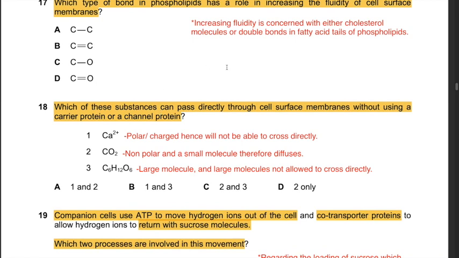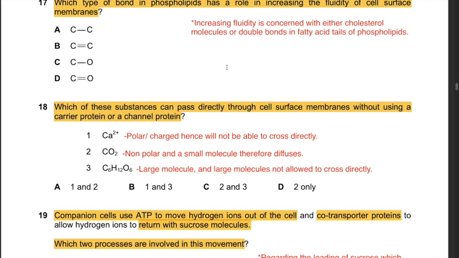Question 17. Which type of bond in phospholipids has a role in increasing the fluidity of cell surface membranes? Increasing the fluidity of cell surface membranes is concerned with either cholesterol molecules or double bonds in fatty acid tails of phospholipids. Therefore, since this question refers to bonds, the answer should be any answer that has a double bond, and that double bond should be between two carbon atoms only. Therefore, the best possible answer being B, carbon-carbon double bond.